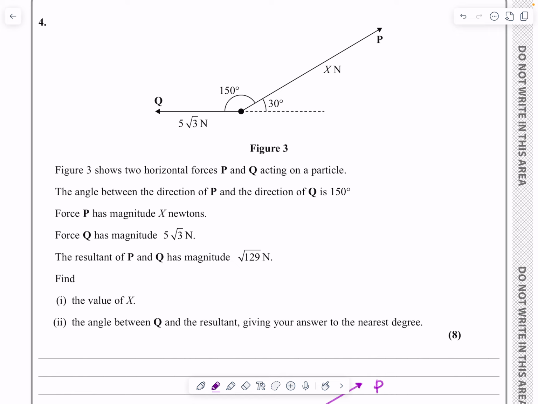students. So, we have a situation where all that information is on the diagram. I can read through it, but you've basically got P and Q acting on the particle. You know that Q is 5√3. We don't know what P is, that's given by X. We've got the angles of 150 and 30 degrees there. And it says the resultant of P and Q has a magnitude of root 129. Can we find the value of X? Can we find the angle between Q and the resultant?